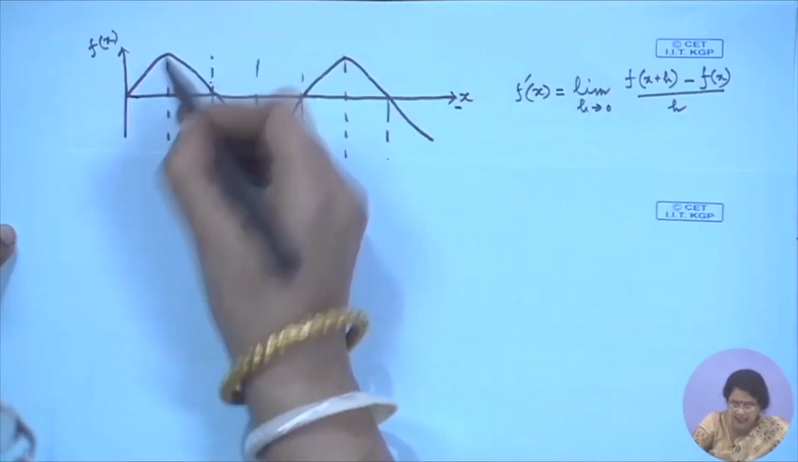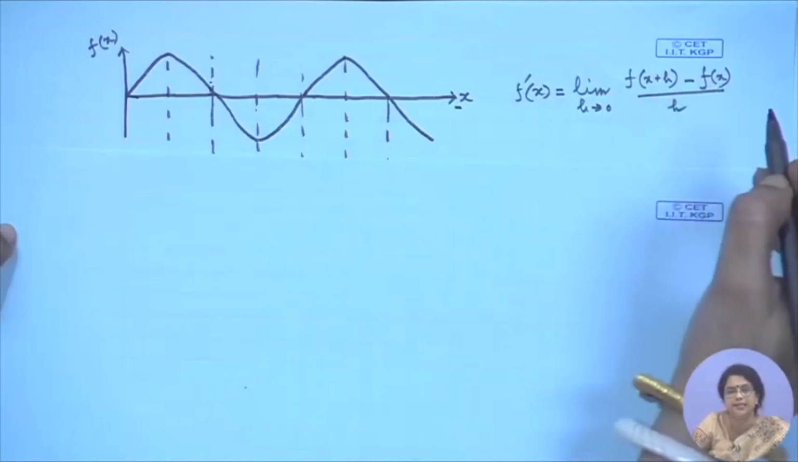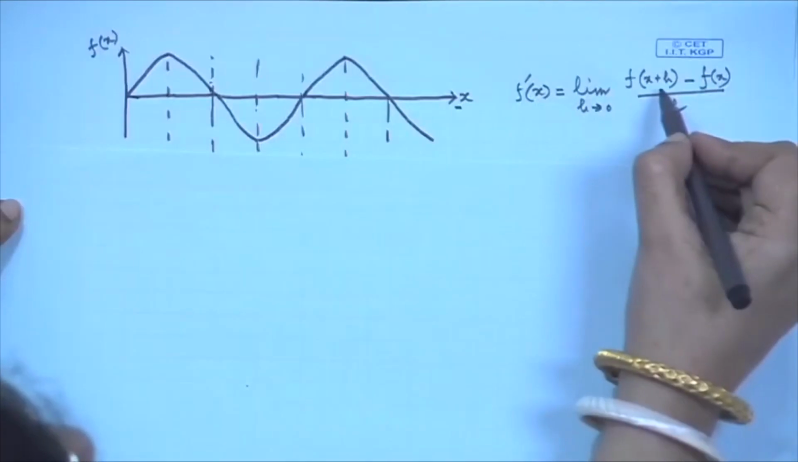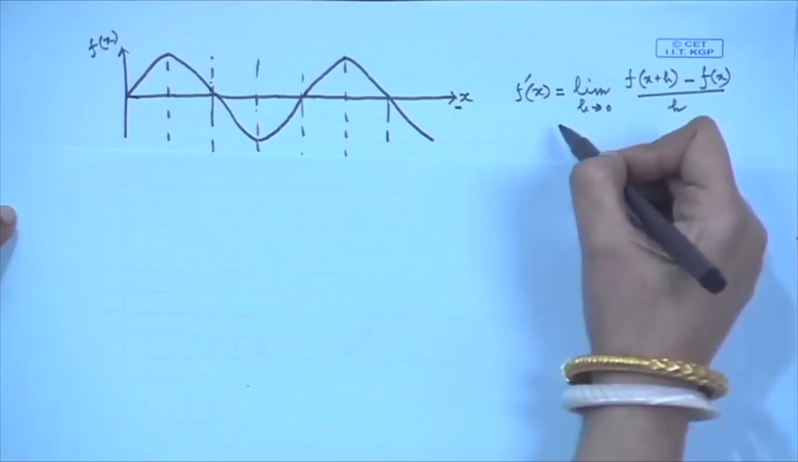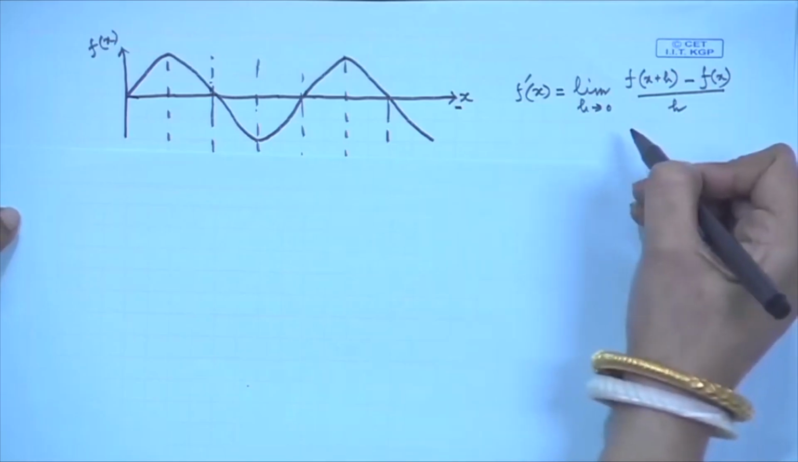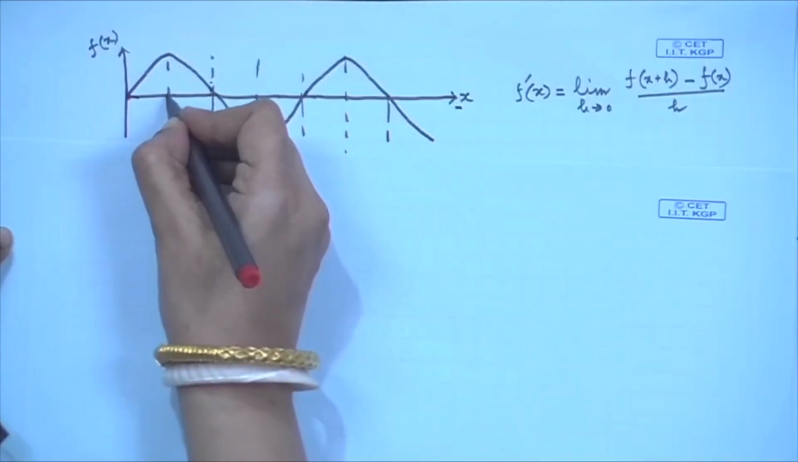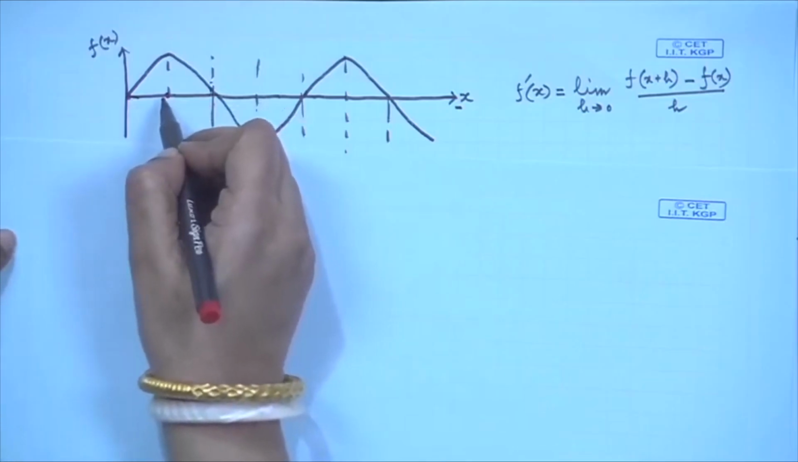Since the function is increasing, x is there and x plus h is situated on the right hand side of x. That is why f x plus h would always be greater than f x. So the numerator is positive, and h is always positive. That is why the first order derivative of f will always be positive for an increasing function. If I move from this point to this point, we will see that the first order derivative will be positive.